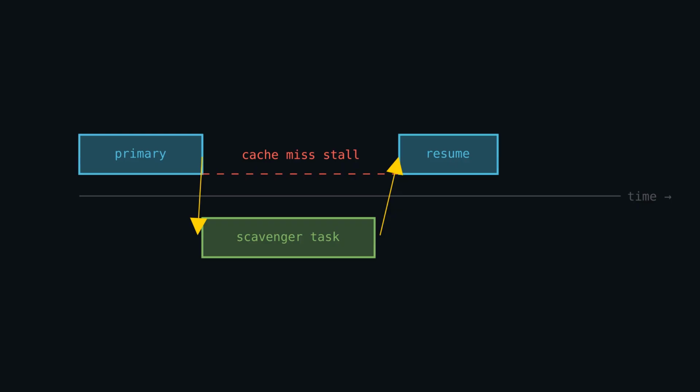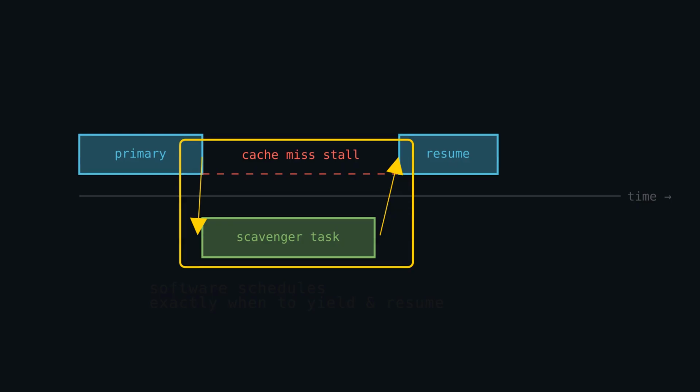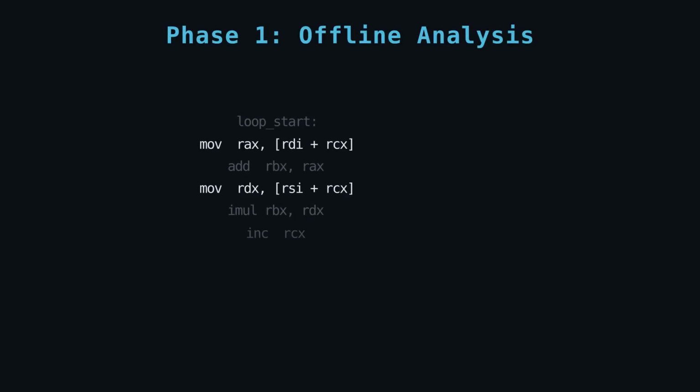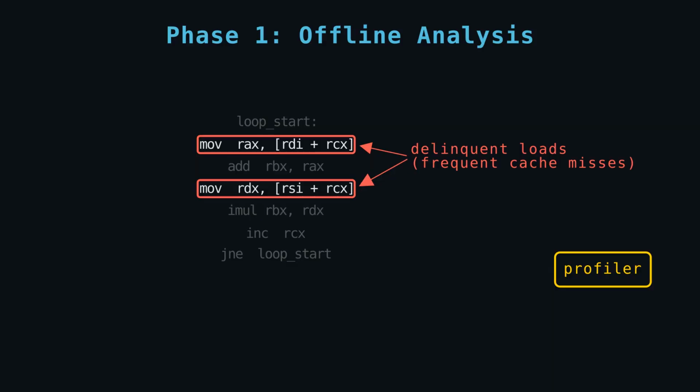MSH turns every cache miss into a scheduled context switch. Yield to a scavenger task while the data is fetched, then resume the primary task the instant it arrives. MSH works in two phases. First, an offline profiler identifies the exact load instructions that frequently cause cache misses. These are called delinquent loads.